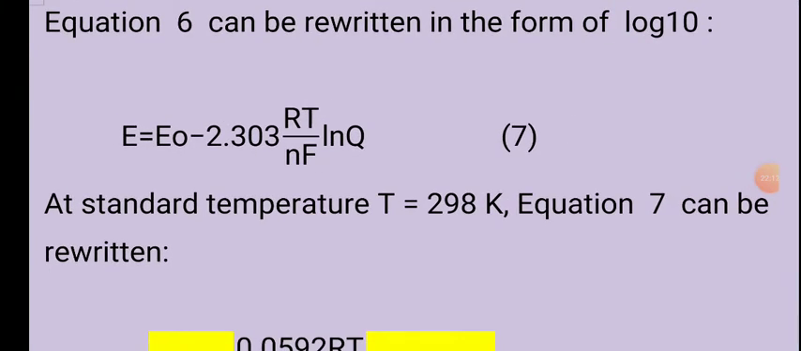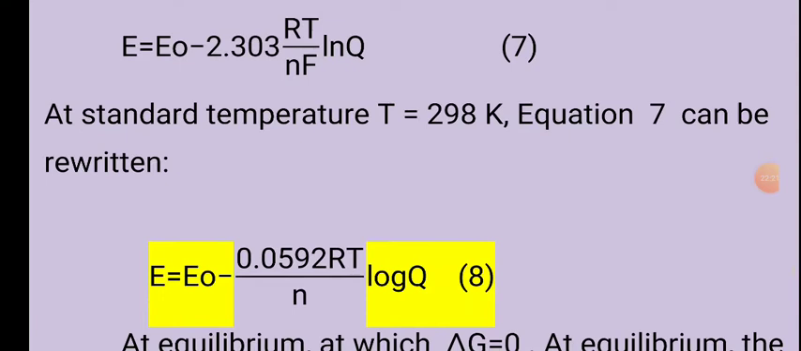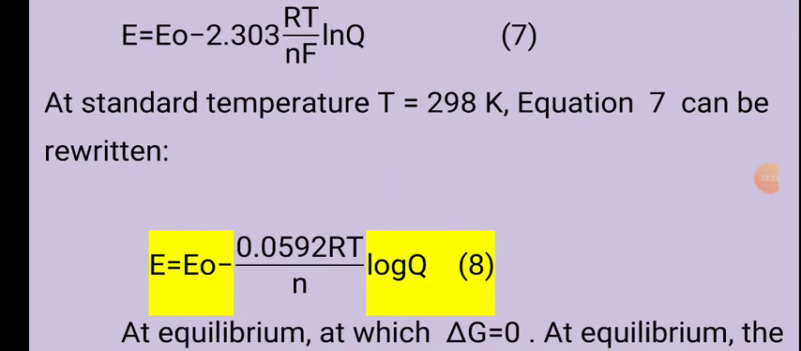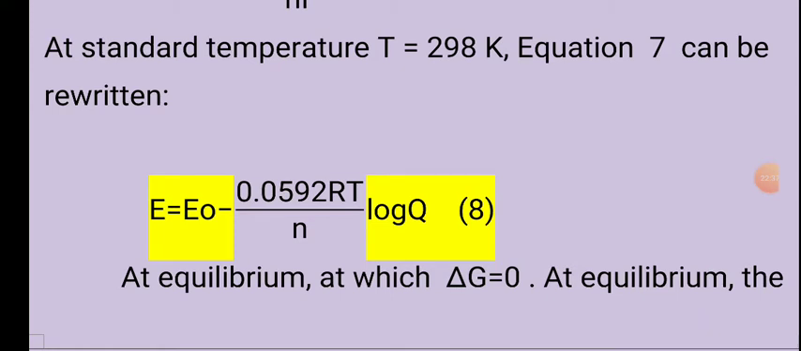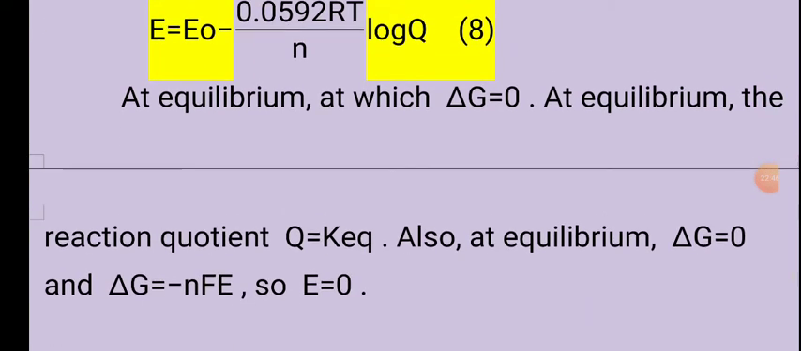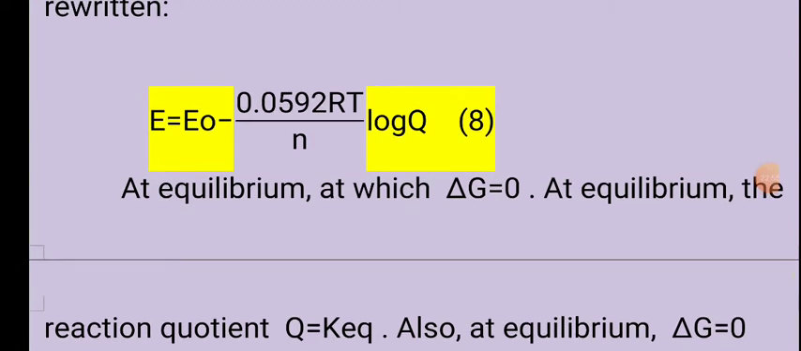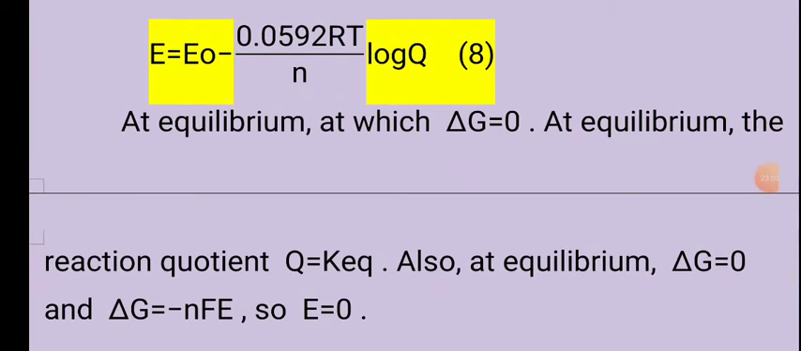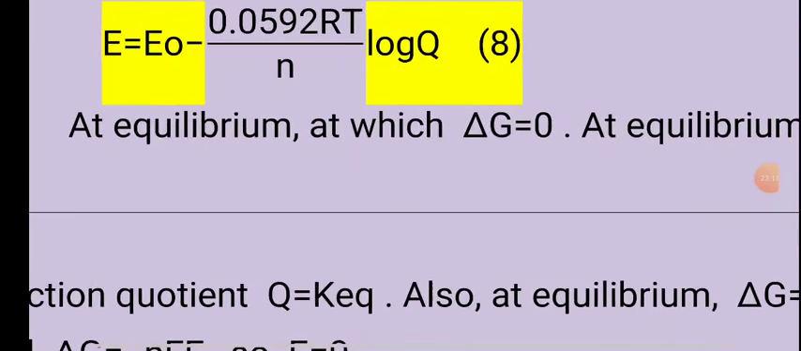Okay. So at standard condition, that is at 298 Kelvin, or 25 degree centigrade, this equation becomes E equal to E0 minus 0.059 by n log Q. So there will be no RT, because by placing the values of R, T and F, we get this value, that is 0.0592.